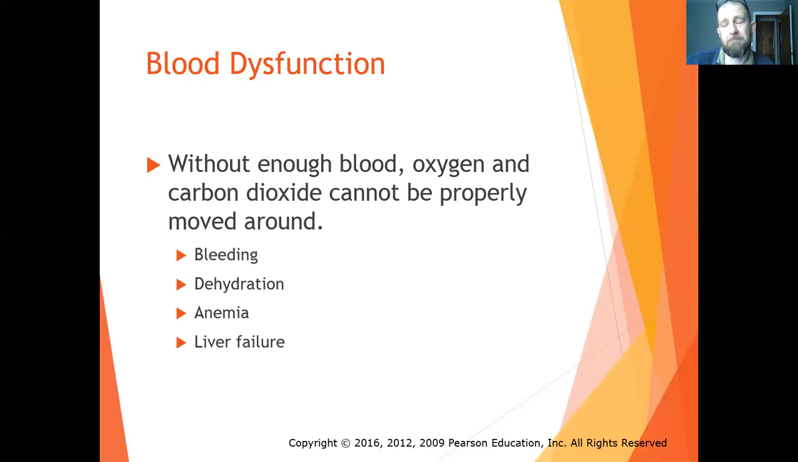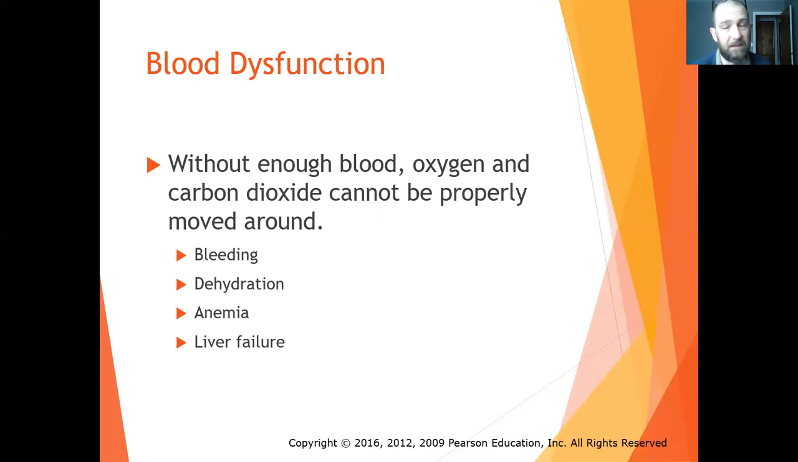So there's a list of a few types of blood dysfunction. So if we bleed out a lot, obviously every drop of blood that we lose, we lose a little bit of the ability to carry oxygen and to remove waste products. Right? If we don't have the red blood cells there to carry the oxygen, well, then we can't do it. If the plasma is not there to have carbon dioxide dissolve into, well, then we can't do that. Can't remove the waste products.